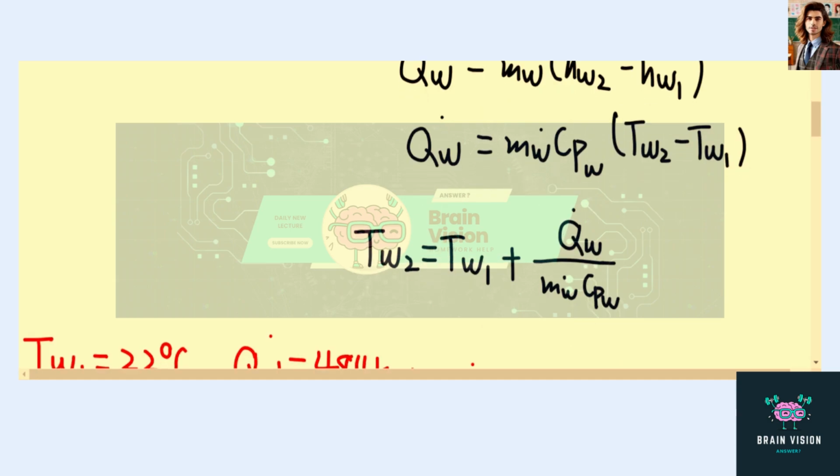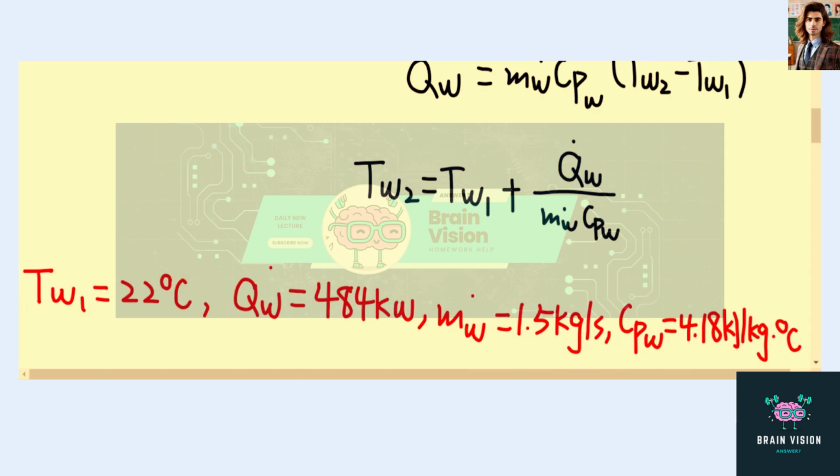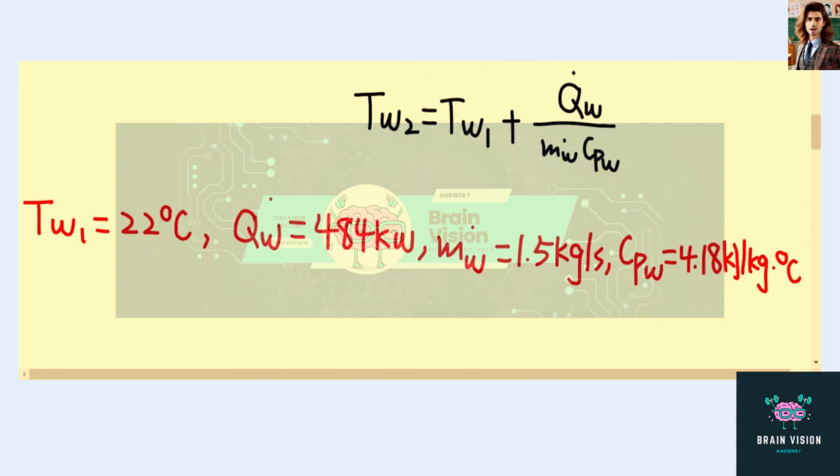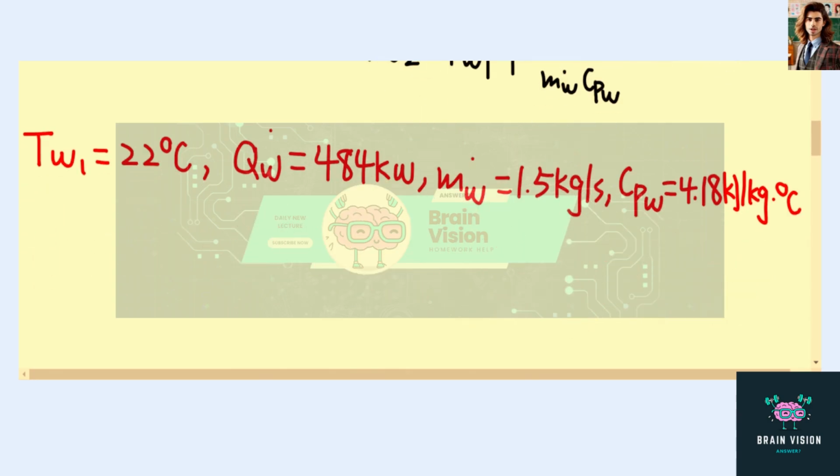And then we'll have TW2 is equal to TW1 plus Q dot W over M dot W times CPW. So TW2 here is the exit temperature of the water we need to determine, and TW1 here is the inlet temperature for the water. And we know Q dot W is the rate of heat transfer for the water, and M dot W is the mass flow rate. CPW is the specific heat for the water. So we know TW1 is given as 22 degrees Celsius, Q dot W is 484 kilowatts, M dot W is 1.5 kilogram per second, and the CPW is 4.18 kilojoule per kilogram times degrees Celsius.